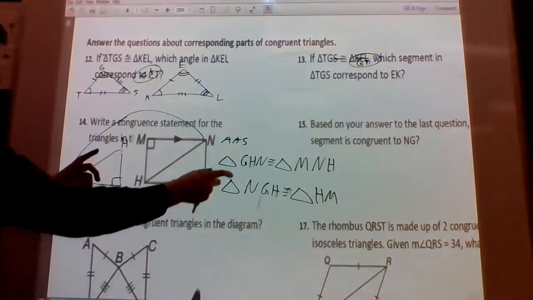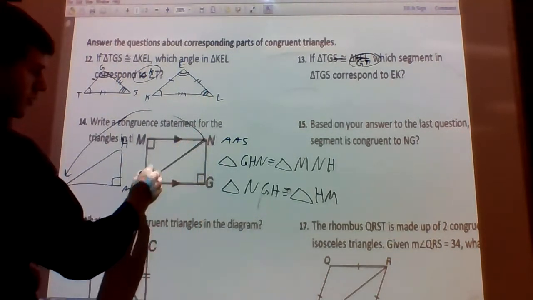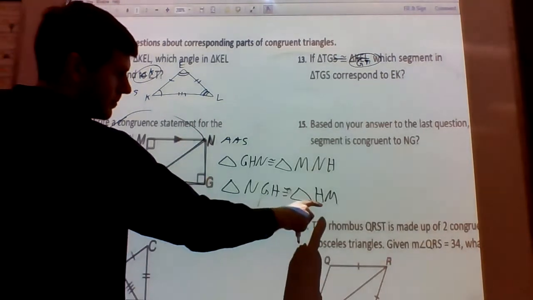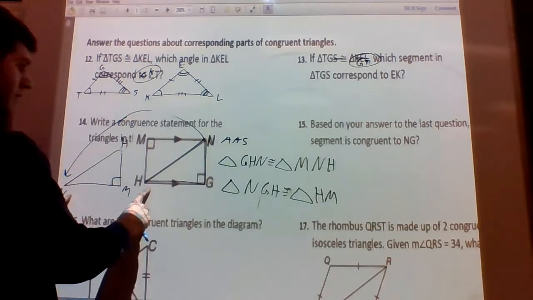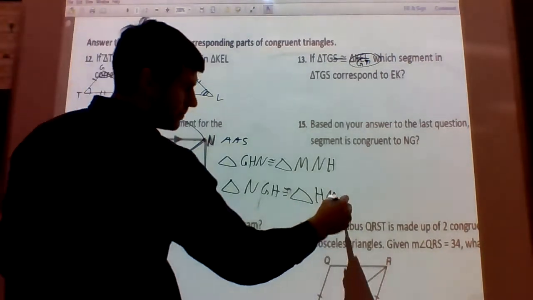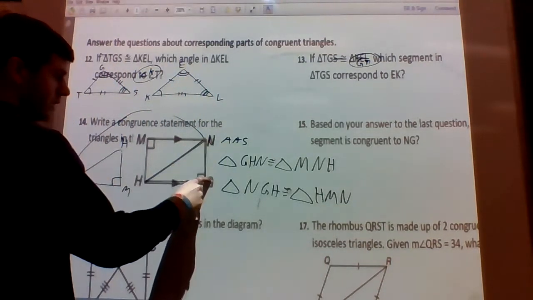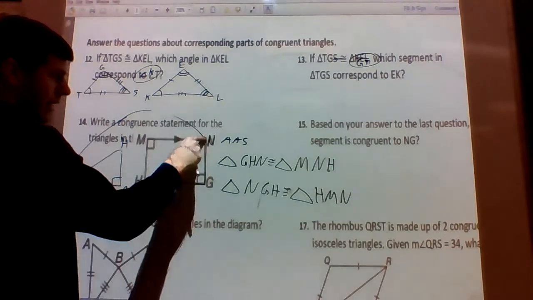So here's N. If we look at this triangle, we flip this one around. So let's look at just this triangle right here. What corresponds with N? H. What corresponds with G? M. What corresponds with H? N. So NGH is congruent to HMN.